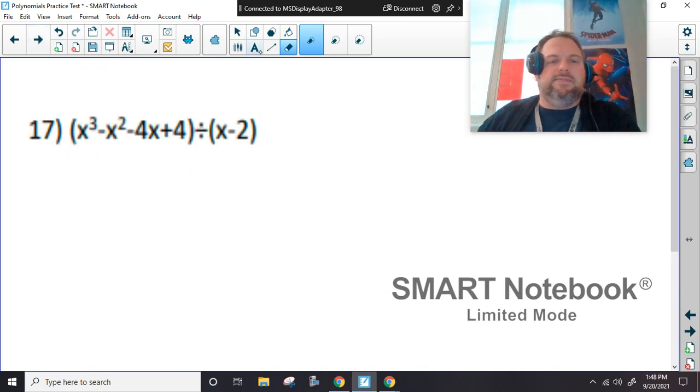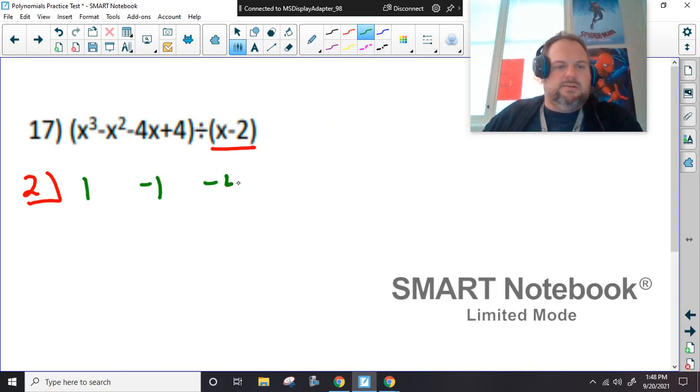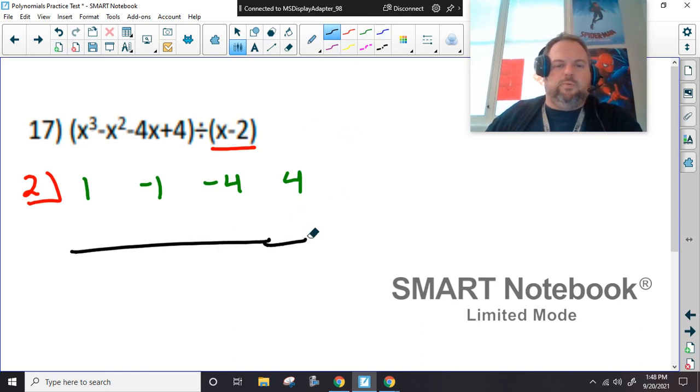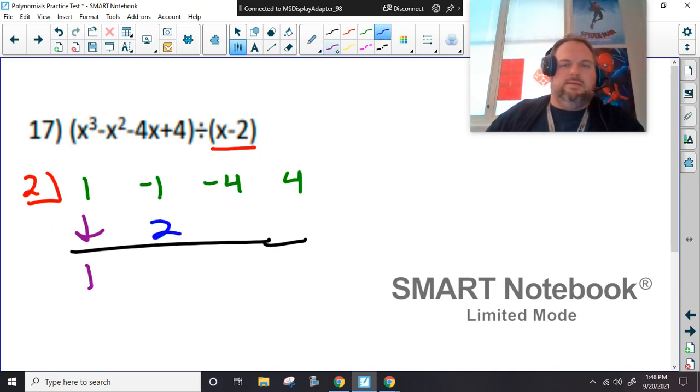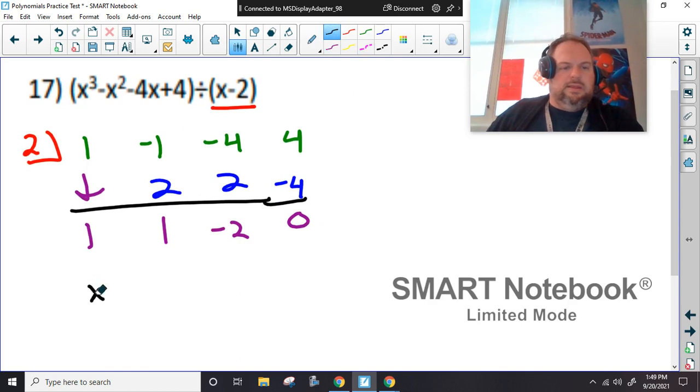All right. 17. Opposite timeout. This goes 3, 2, 1, none. So we're good here. Whoop. 1, 2, -2, -4, and 0. So we end up with x squared plus x minus 2.